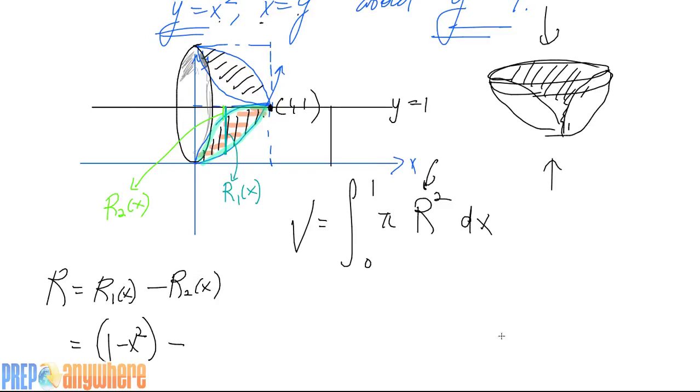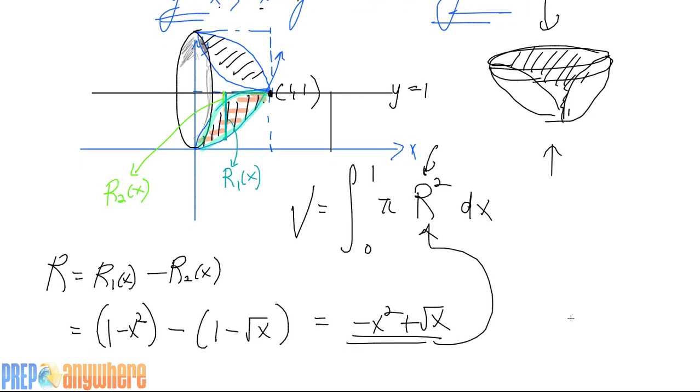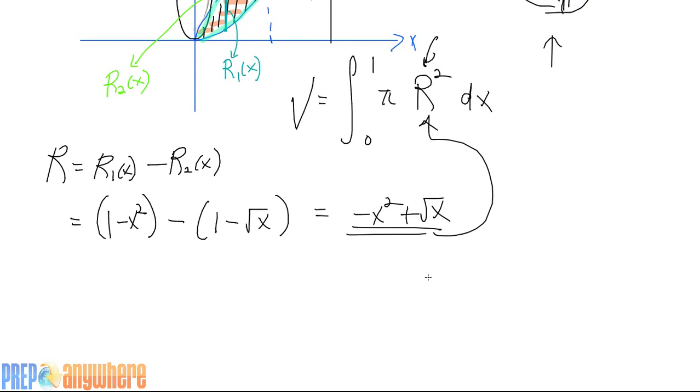What about R2? 1 minus root of x. That's right. So we actually get minus x squared plus root of x. This is what needs to go into R here. Is that clear? Okay. So I like to keep the pi outside.